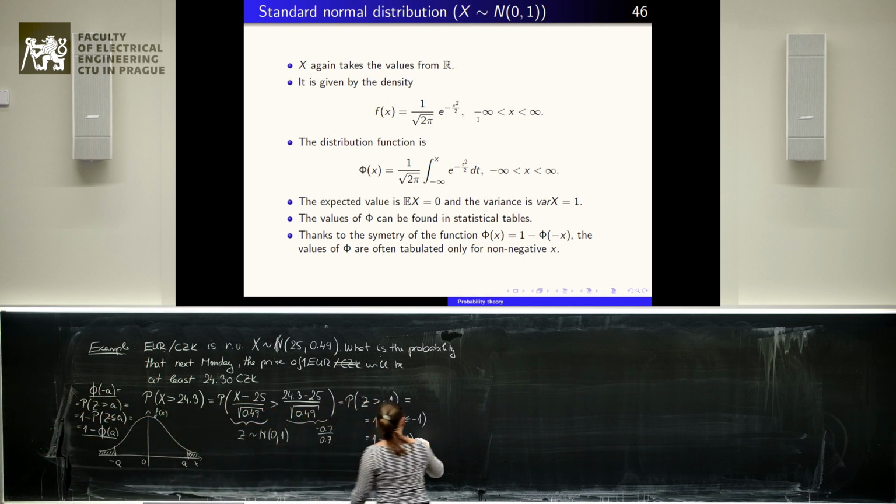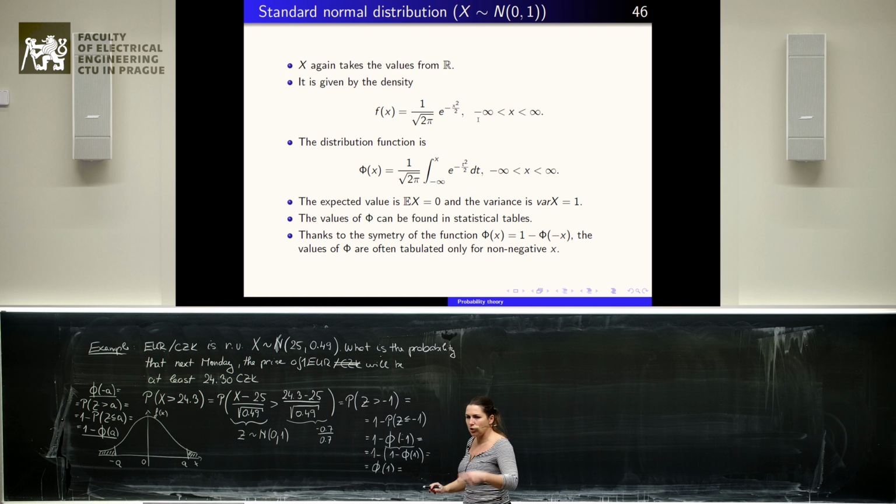So it means that if we have the table for positive variables only, we can write this distribution function as 1 minus phi in 1. And it is phi in 1. And in the table, which I will show you on the exercise, but for now, believe me, that you can find the value 0.8413.